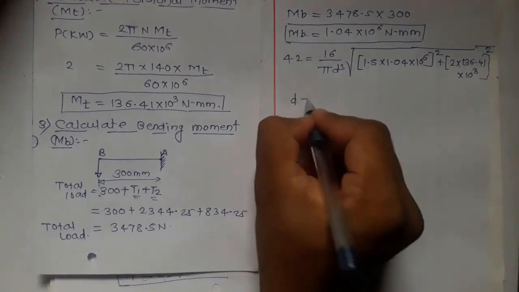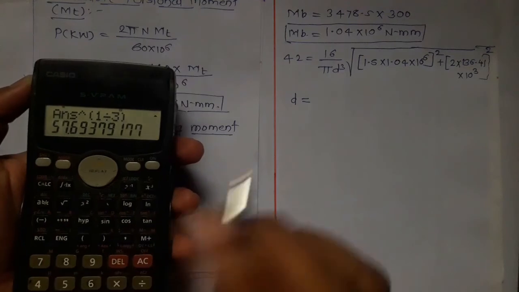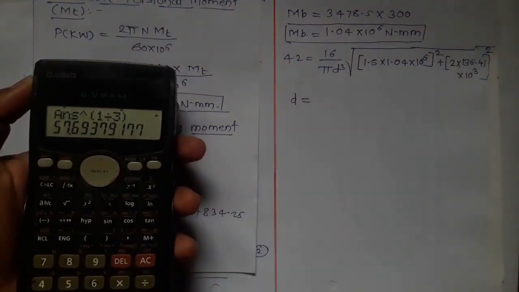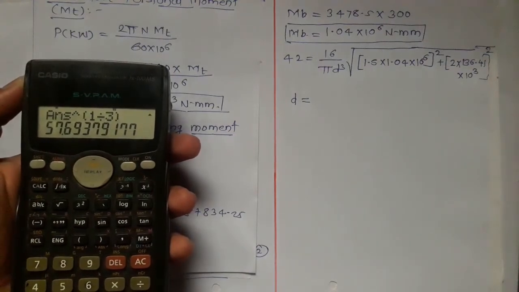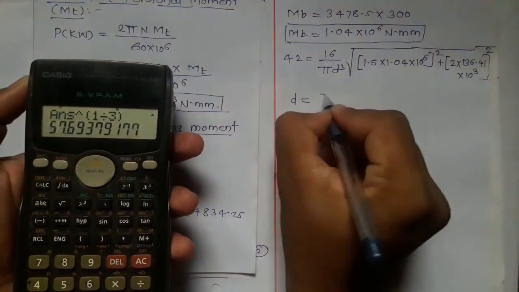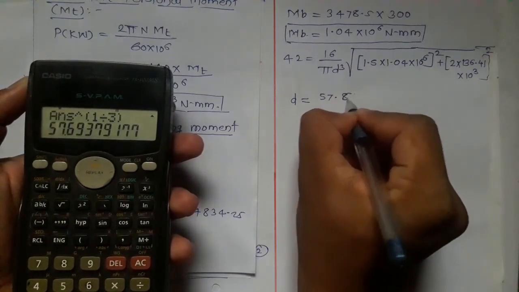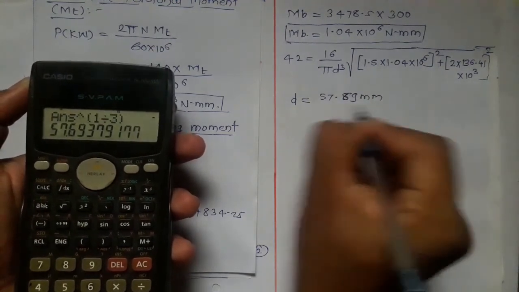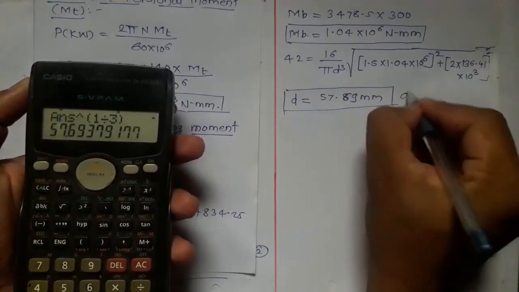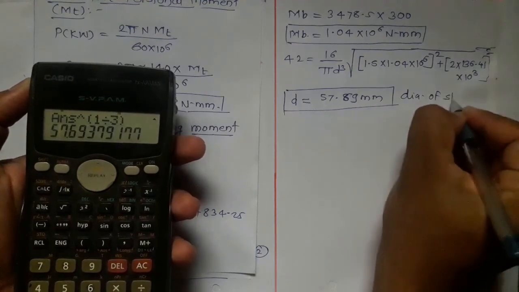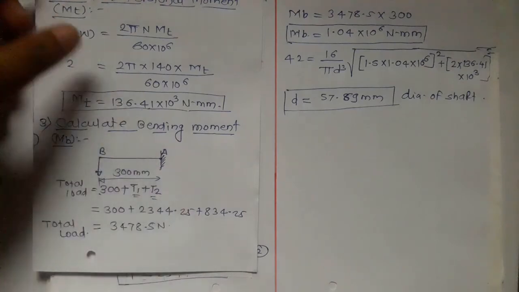From this equation we can get the value of d, that is the diameter of shaft. If you calculate this, you will get the answer of d as 57.69 mm. So this is the final answer for this problem, and this answer is nothing but the diameter of shaft. So this is the solution to this problem.